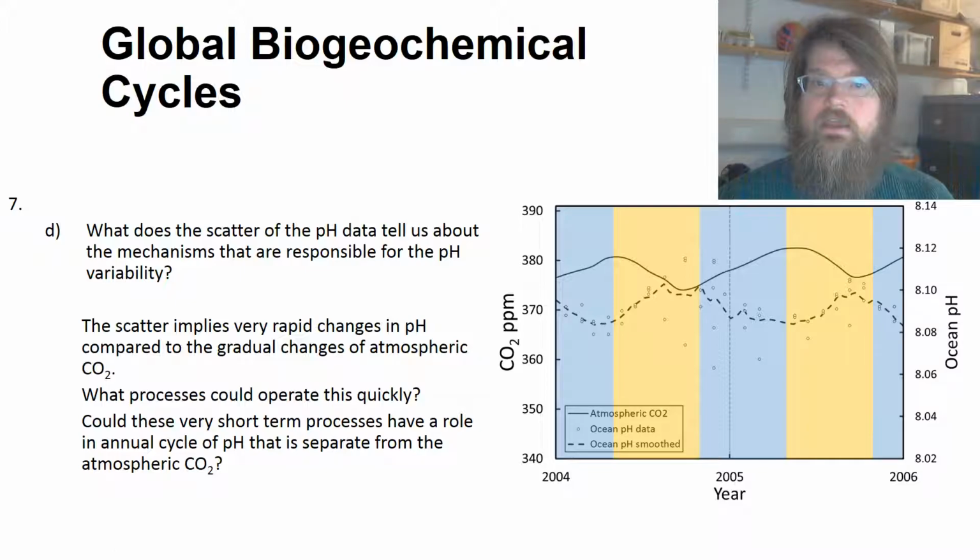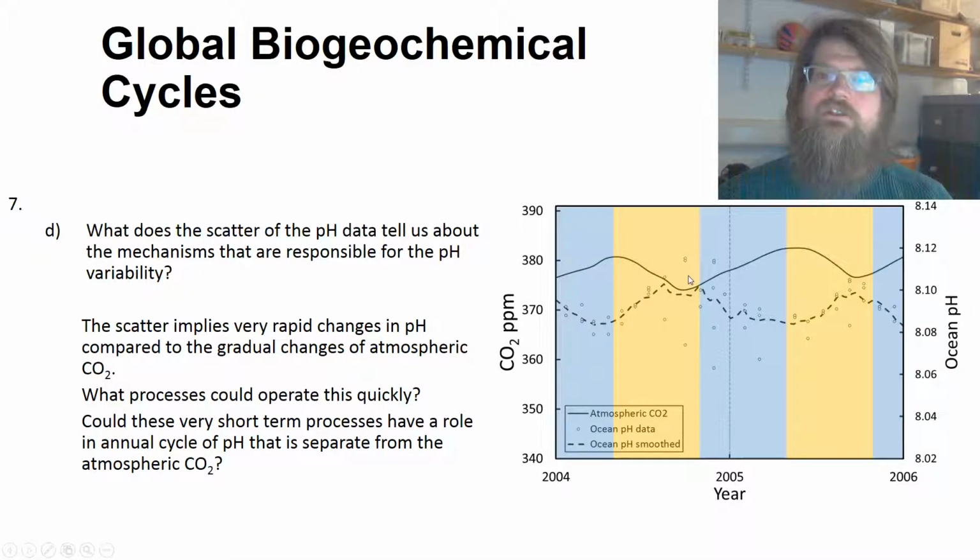So if we look at the data on the graph, we can see that when we have a higher CO2 concentration in the atmosphere, here, we do have periods of lower pH, and that kind of fits. But if it was the only process happening, we would expect the pH data to follow the CO2 data in a smooth, opposite way. And it doesn't do that. It has a lot more variability.